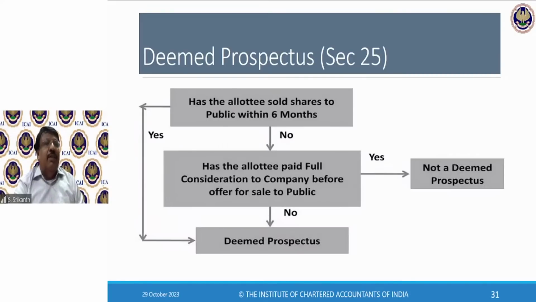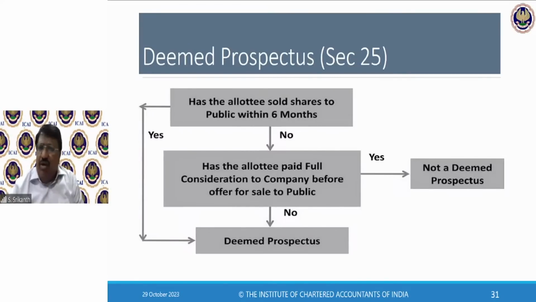When can you catch them? Only if you are able to bring them within the section 25 framework. So first you call that person and ask, has the allottee sold shares to the public within 6 months? You find out the date of allotment or agreement to allot. When was the offer made?